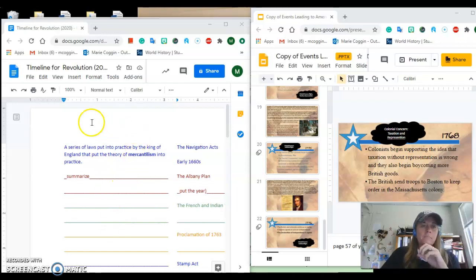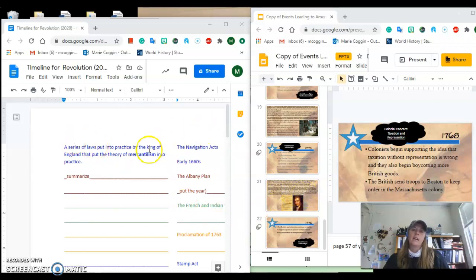So what we're doing today is you're going to take this timeline, which you can see over here, and I have color-coded. So these two lines are for the Albany plan. You're supposed to summarize the Albany plan and put the year. I think that might be the only one I need to put and see if I can add into the notes or give you a hint about, or you could just Google it because most of you know how to. The rest of them are in the notes over here.